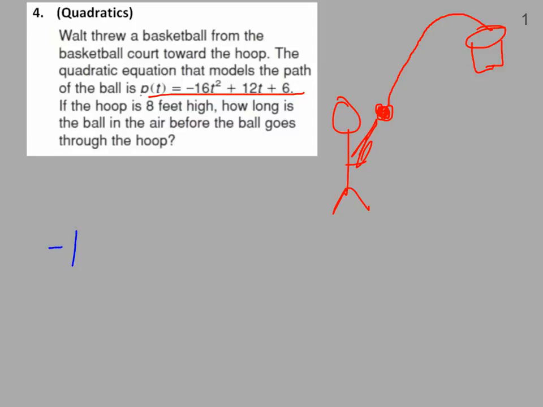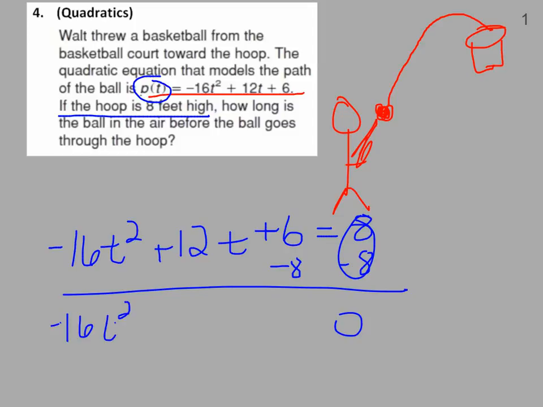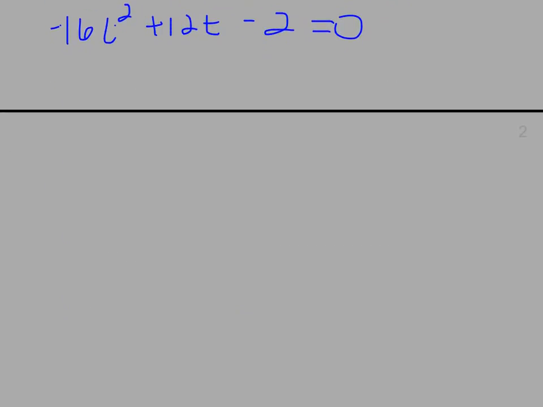So negative 16t squared plus 12t plus 6. And it says, since it's 8 feet in the air, we know that the height is 8. So we'll say equals 8. All right, so now in order to use the quadratic formula, we're going to have to subtract 8 from both sides. And so now we are finding the zeros. So we get negative 16t squared plus 12t minus 2 equals 0. And we can use the quadratic formula now.